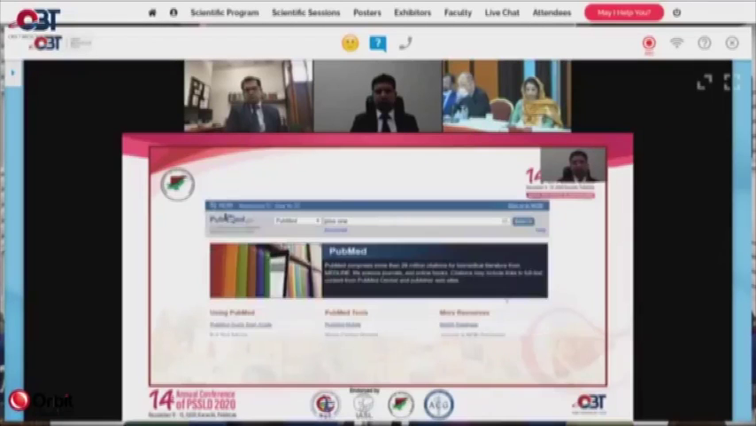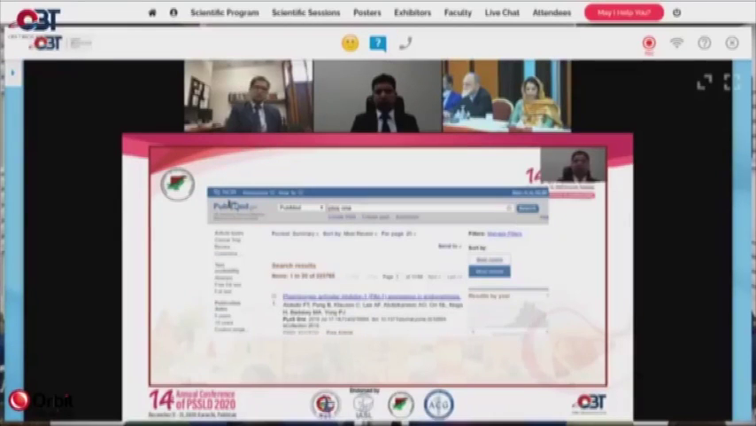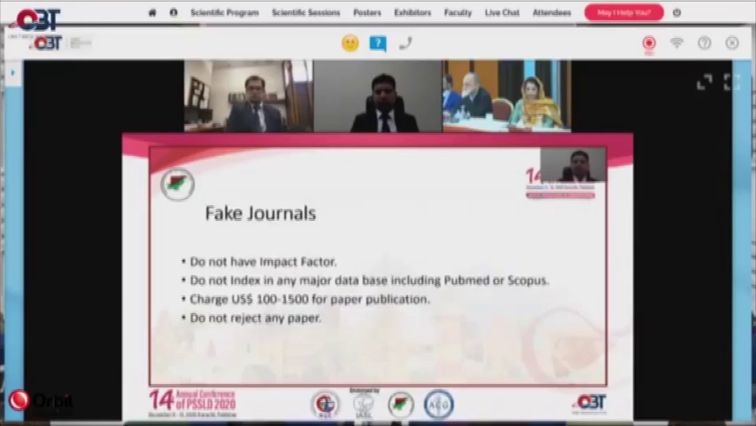Next is the PubMed indexing. Just type the name of your journal in PubMed and search. If your journal is indexed in PubMed, then the article which you publish in your journal will be displayed.